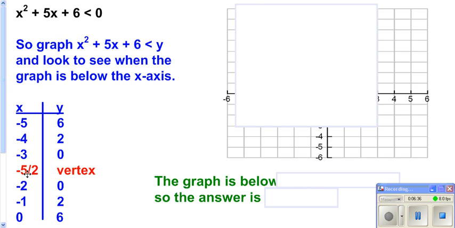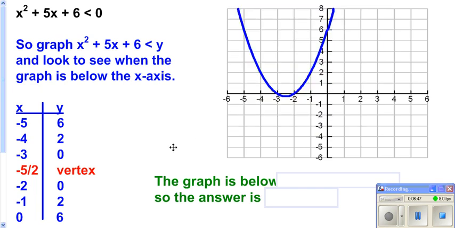You get your negative b over 2a. It's a fraction, so you can't use a pattern of 1, 3, 5, 7. So you have to make a t-chart and plot your points. Plotting these points, we get a parabola that looks like this.